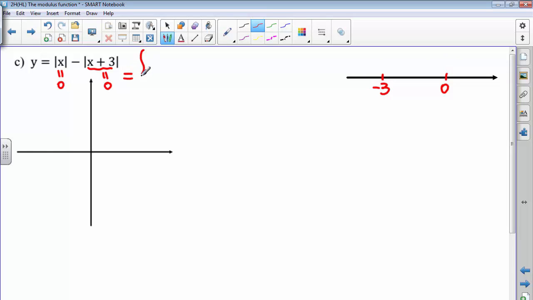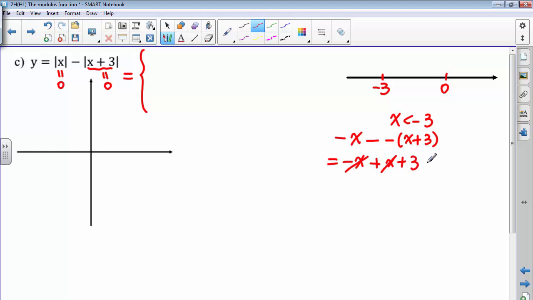So that means if I want to take off the absolute value symbols here, I need 3 pieces in the piecewise function. The first piece is x is less than negative 3. When x is less than negative 3, this one is negative. When you take off the absolute value of x, it becomes negative x. X plus 3 is also negative. So when you remove the modulus sign, you need to put a negative sign in front still. Negative becomes positive. So this one becomes negative x plus 3. Cancel these two x. So this one is 3. So the first piece, I will know that when x is less than negative 3, the y value is 3.